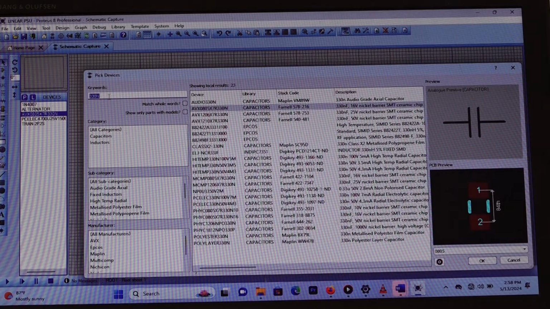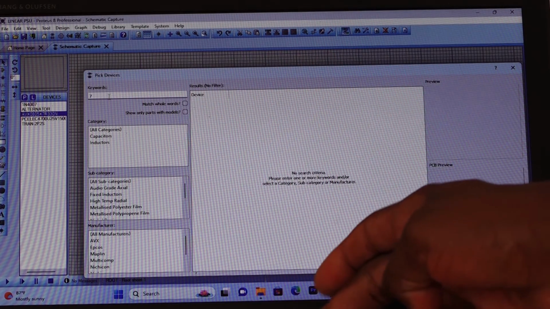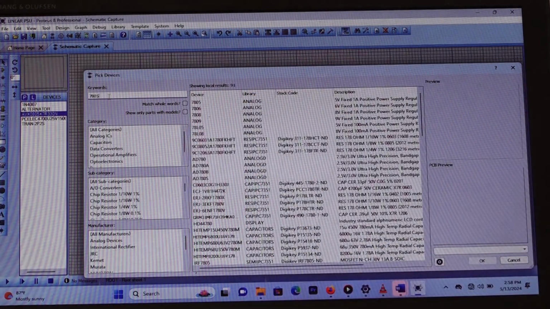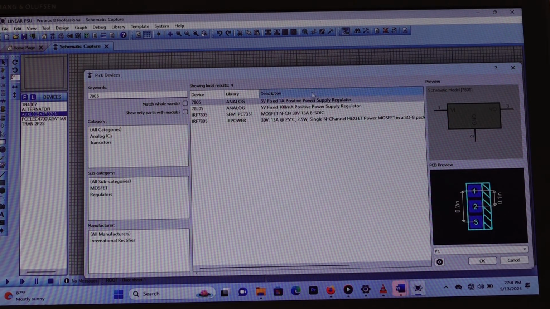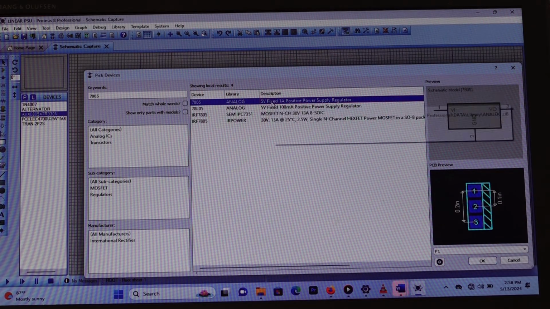Okay? So in Proteus, we just write 7805. We don't need to write LM. If you write LM, you won't find that. Those are the shortcuts that I'm teaching you. So we have it there. It's a 5 volt fixed voltage, but it's providing a maximum of 1 ampere.